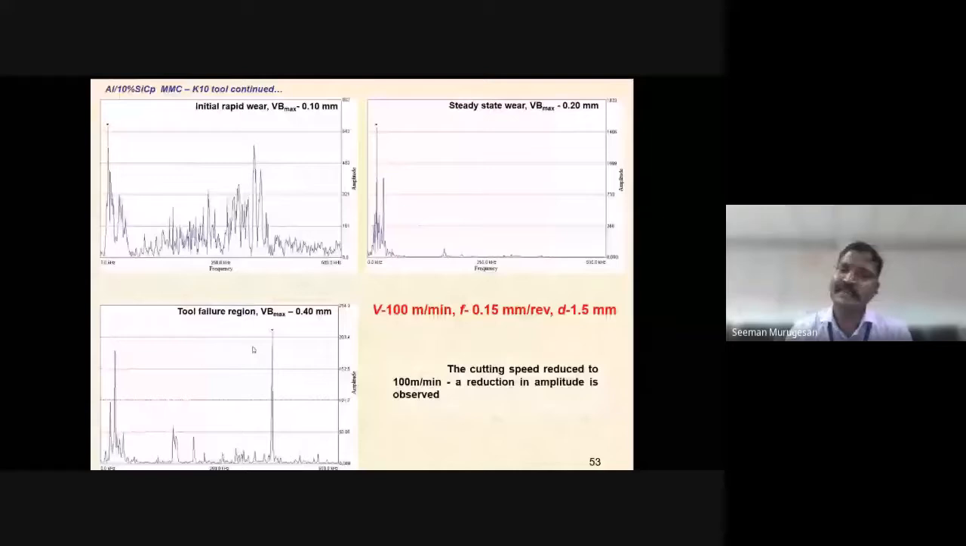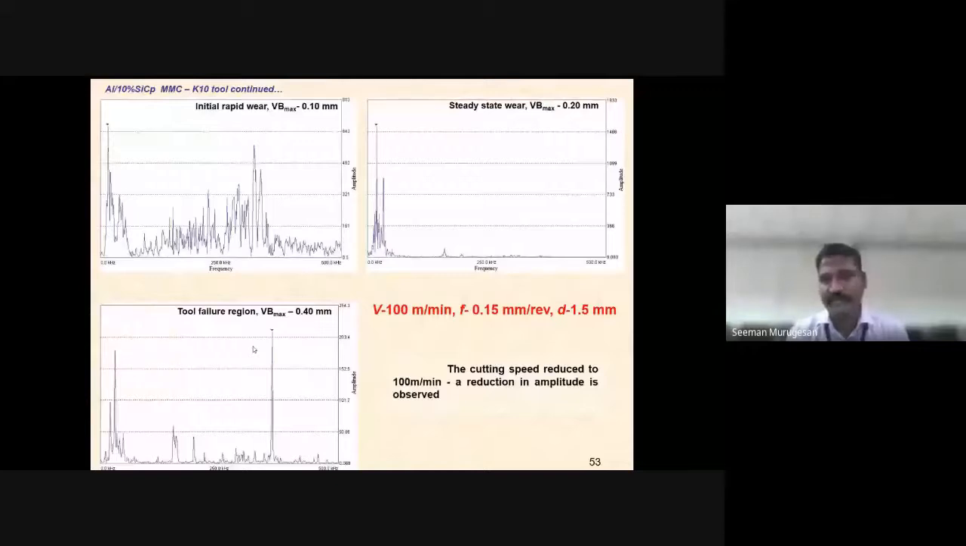Okay, the cutting speed is reduced to 100 meter per minute. The reduction in the amplitude will be observed. This is mainly because when the cutting speed is reduced, the energy release, the plastic deformation, the elastic deformation, then the yield point, the severity of plastic deformation will be less compared to 150 meter per minute. This reduces the amplitude value.